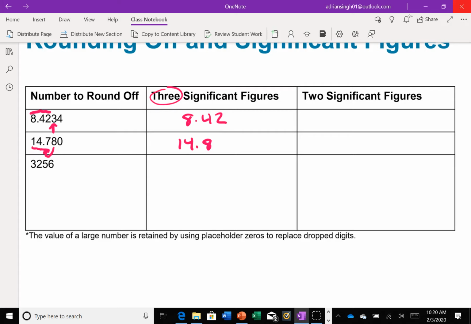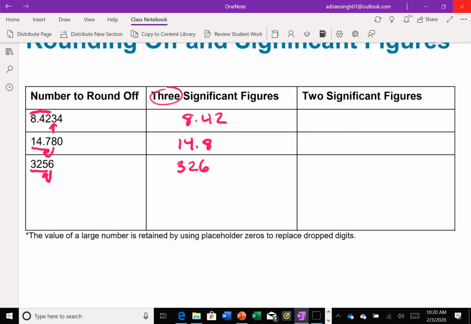And then this third one, 3,256. So again, we start on the left side. So 3, 2, and 5. Those are our first 3 sig figs. We look at the next digit. That's a 6. That's 5 or above. So we add 1 to the 5. So we end up with 3, 2, 6.